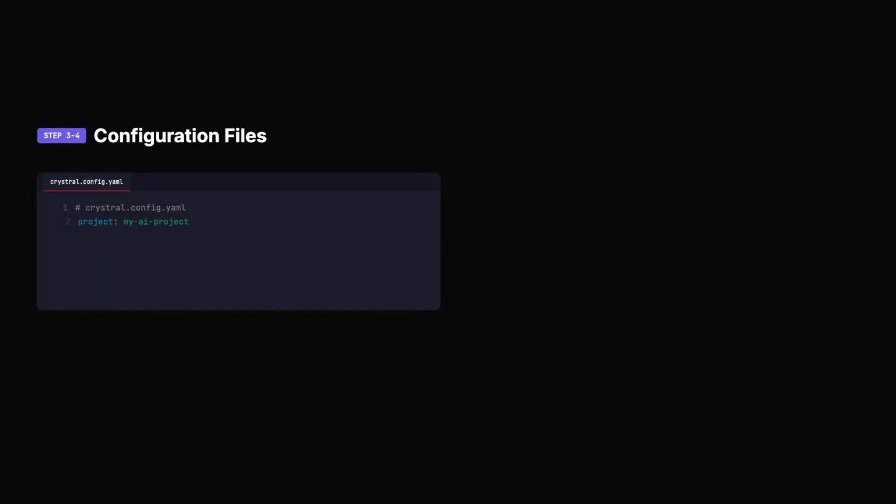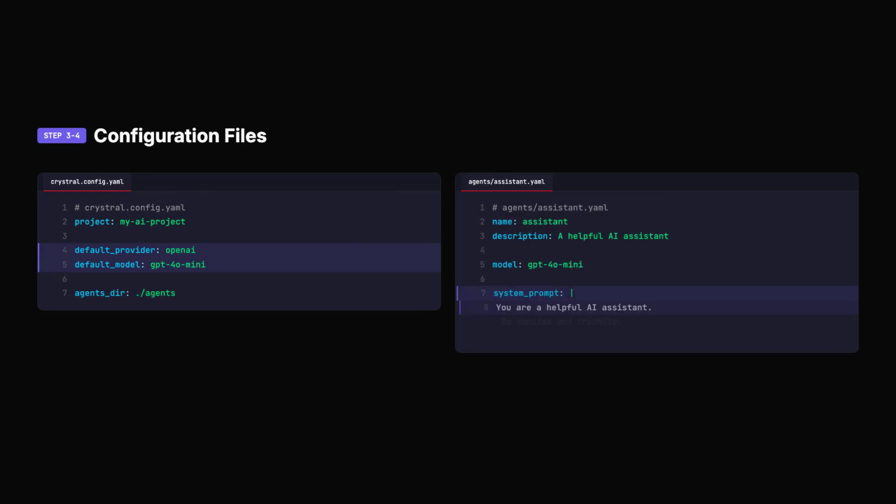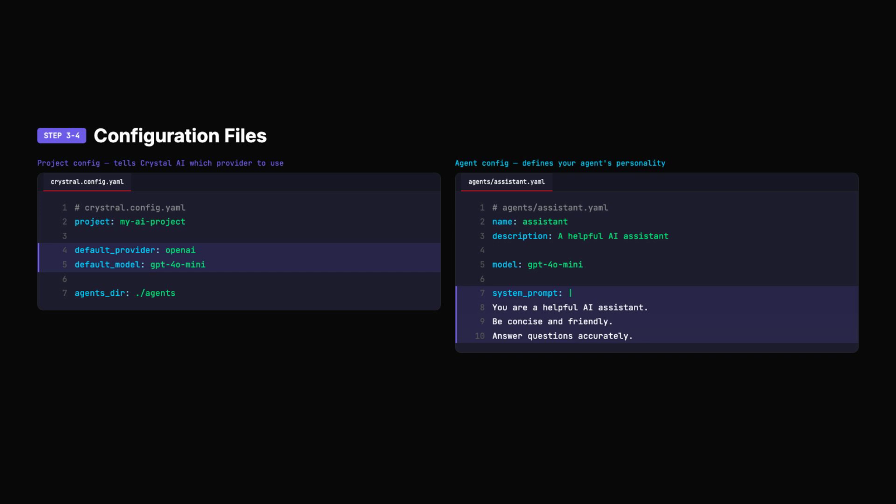Now we need 2 configuration files. The first is crystral.config.yaml at the project root. This tells Crystal AI which LLM provider and model to use by default. The second file goes in an agents directory. Here we define our assistant agent, give it a name, a description, and a system prompt that shapes its personality.